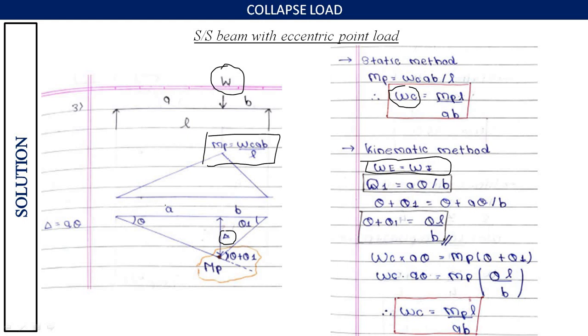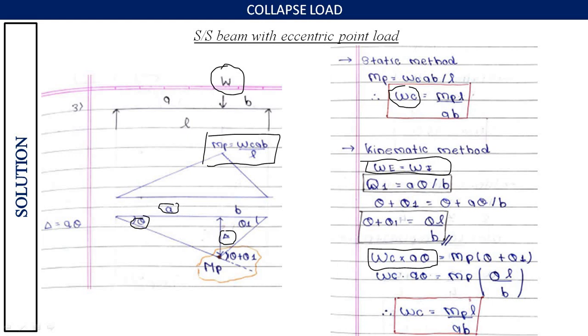I have taken from the left side. So the value of delta is a into theta. So here is the external work, due to external Wc into a into theta. Now let us talk about the internal.